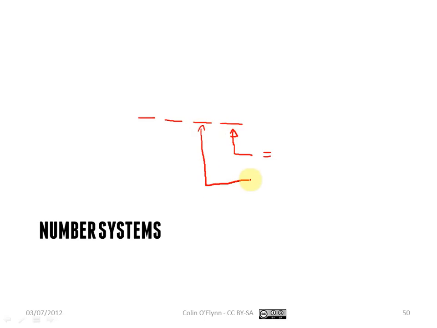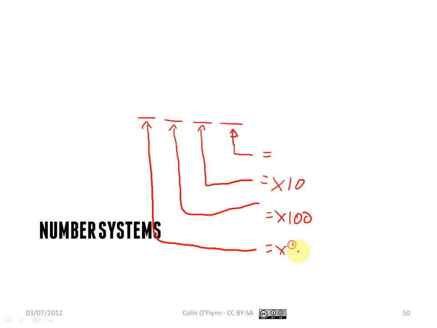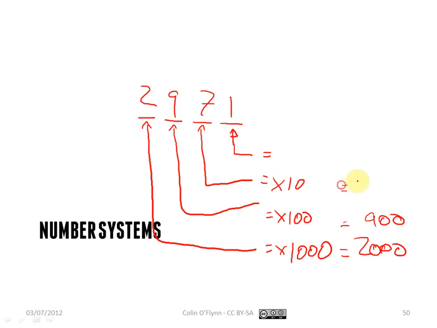This spot here is really equal to 10 times whatever you've written. This spot is equal to 100 times, and this spot is equal to 1,000 times. So if you were given a decimal number and you want to break it down, we have 2,971. So 2 times 1,000, 2,000, again, 900. This is 70, and this is 1.